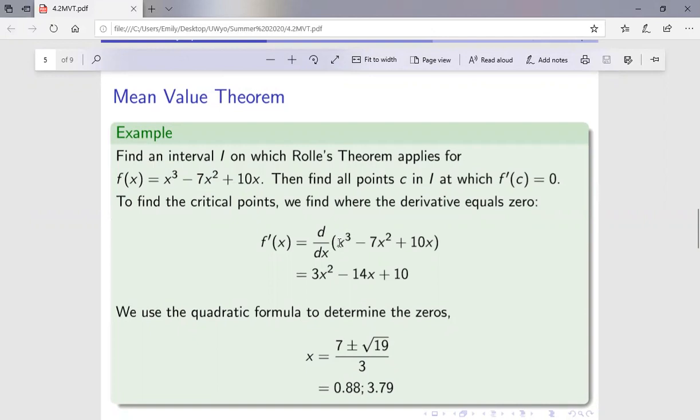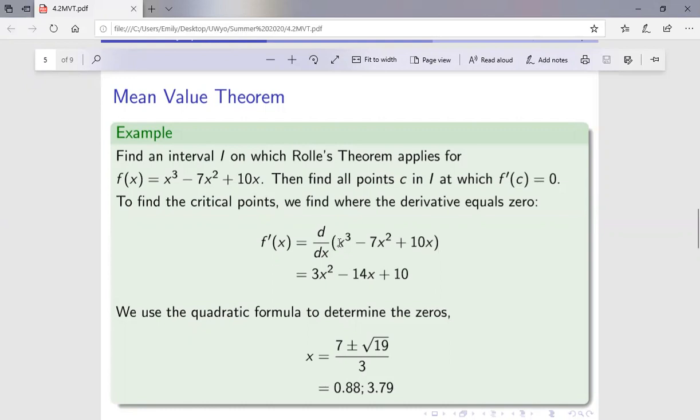We could factor and do all that stuff, or we could just go ahead and use the quadratic formula that we remember from our algebra class, which is x equals the opposite of b, so minus b, plus or minus the square root of b squared minus 4ac all over 2a. So when we plug our values into that, we get x equals 7 plus or minus square root 19 all over 3. You plug that into your calculator and you get 0.88 and 3.79.